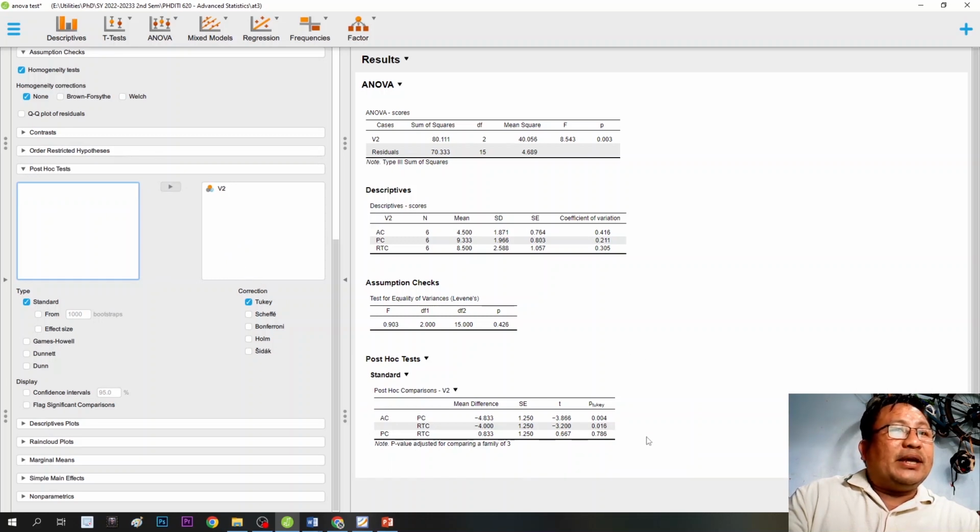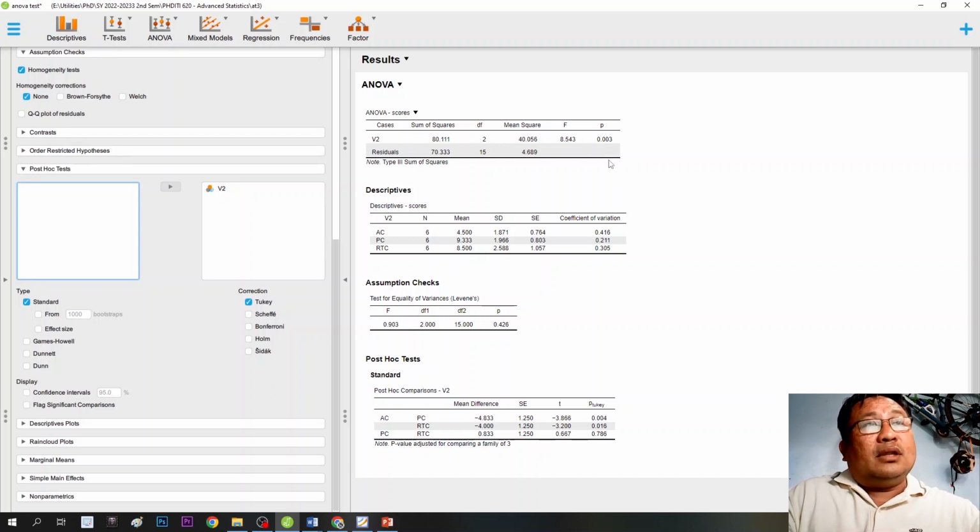there so that we can see which one has the significant difference later, because there are three comparisons of variables. So now we can see here in the ANOVA tests that there is a significant difference because the p-value is equivalent to 0.003, which is less than our alpha 0.05.